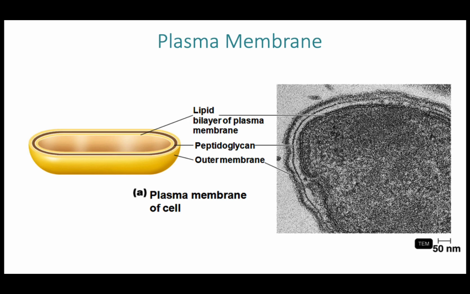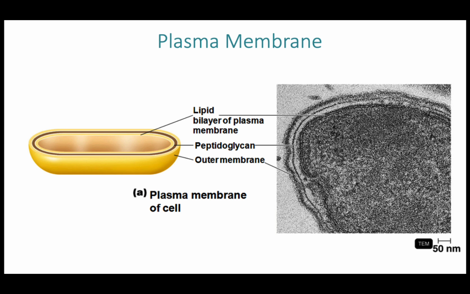So we talked about some of the external structures that can be found in bacteria. So let's go ahead and start moving internally. And the first structure that we're going to talk about that's one of the internal structures is the plasma membrane. And all cells have a plasma membrane. It's very similar to our plasma membrane, in fact, in bacteria and archaea.